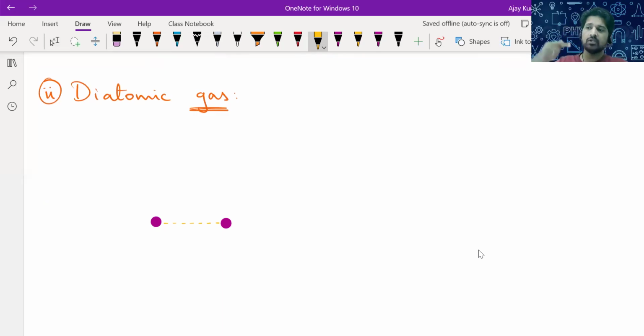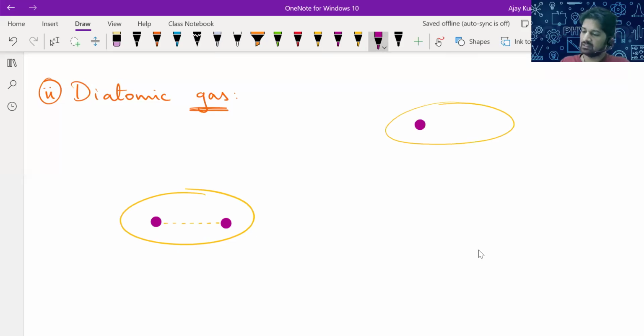But from one molecule to another molecule, there won't be any interaction. So this is one molecule of the diatomic gas. You consider another molecule of the diatomic gas. That molecule and this molecule won't have any interaction between them.